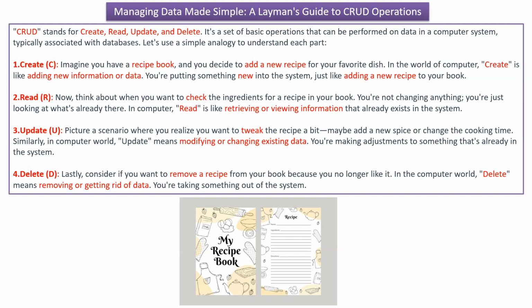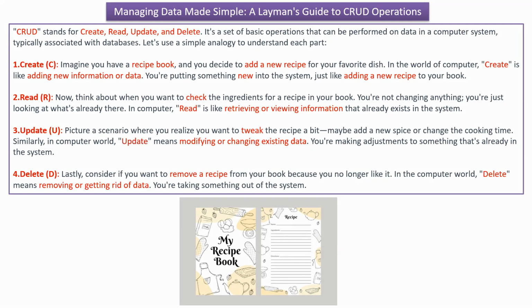The second one is read. Now think about when you want to check the ingredients for a recipe that is in your book. You are not changing anything. You are just looking at what is already there. In the computer world, read is like retrieving or viewing information that already exists in the system.